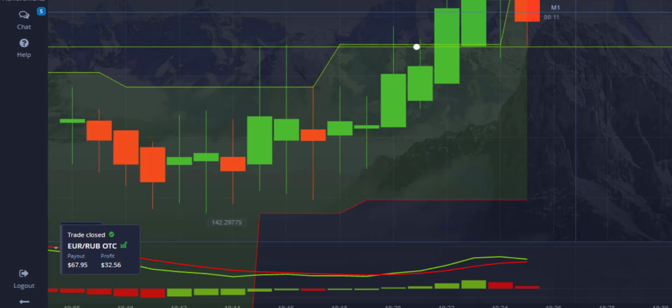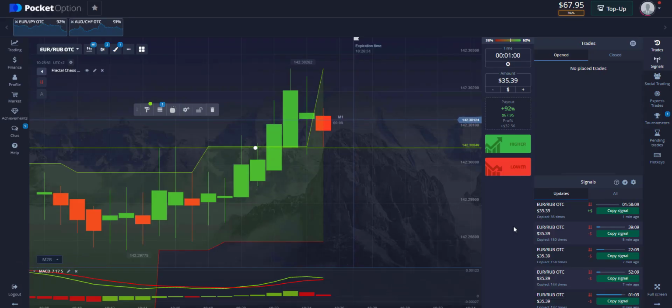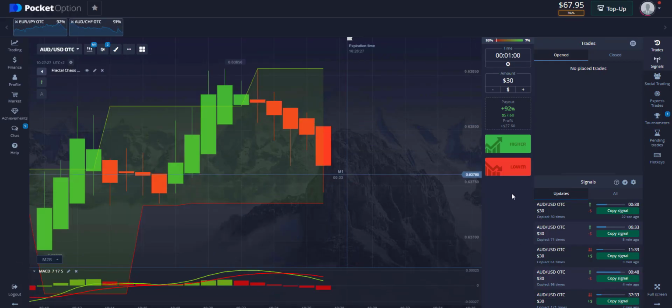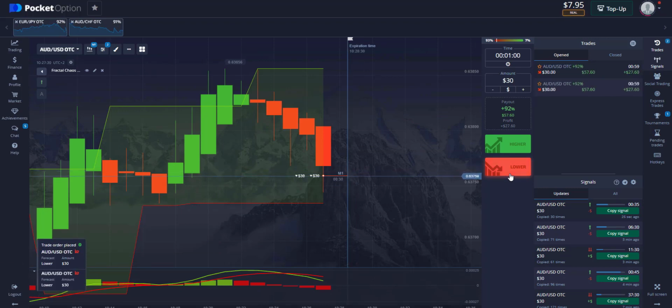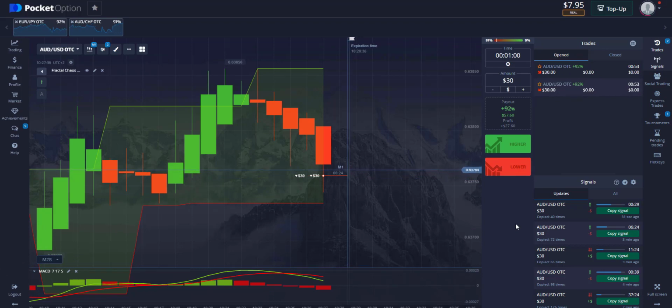Trade closed successfully and now we have $67.95. Here is a good moment, we will get trades, every trade $30. Here we got trades towards lower. If we see the MACD indicator we have a trend towards lower and the candle's reversal.